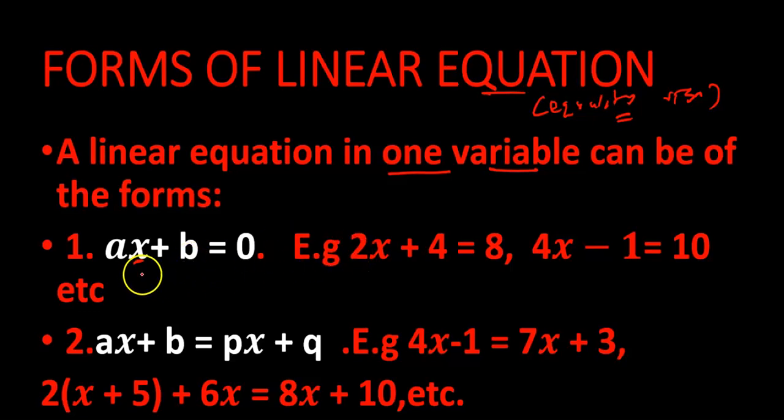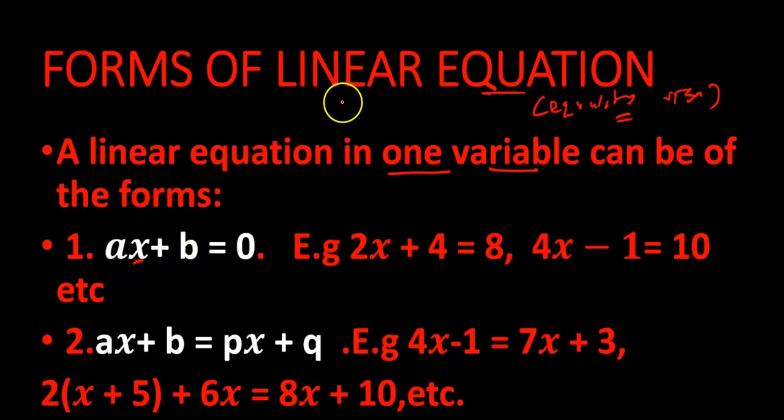Look at the example here, for example, 2x plus 4 equals 8. My constants here are 2, 4, and probably 8. So variables are the letters that you're trying to solve for, letters you're trying to get the value of.